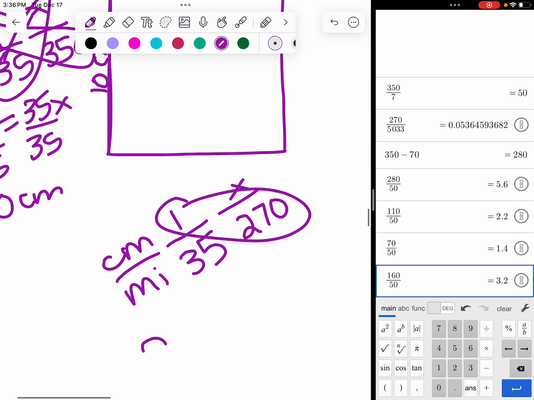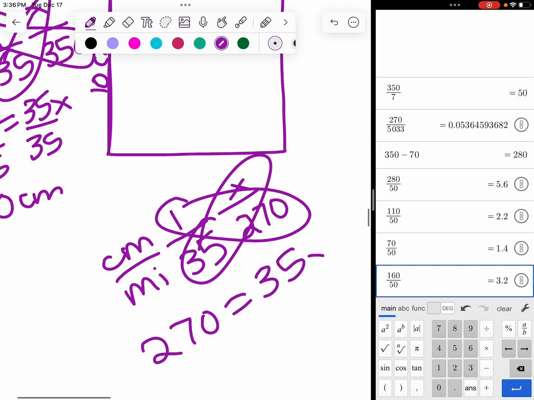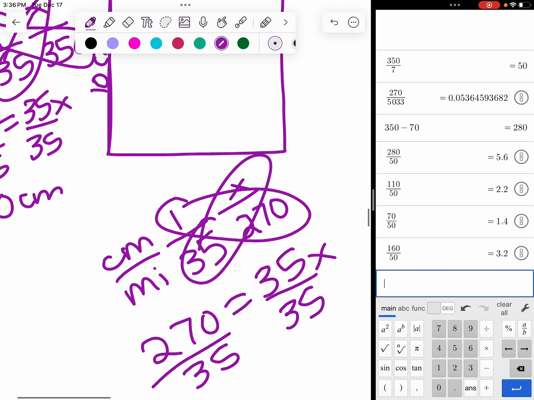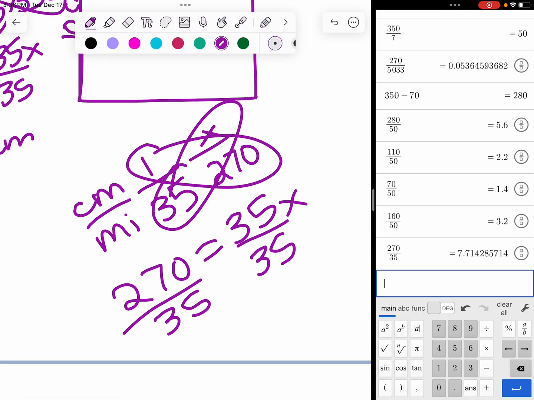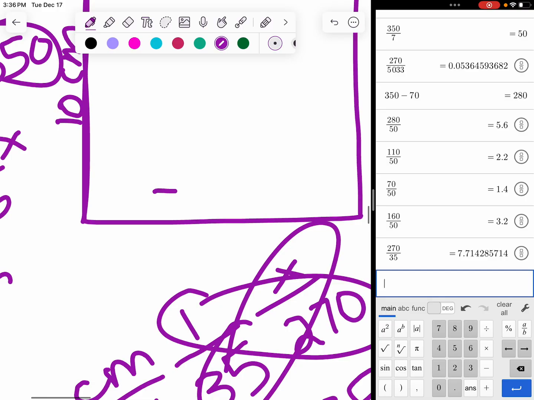1 times 270 is 270. 35 times x is 35x. We divide both sides by 35. So 270 divided by 35 gives me a not great number, but we'll just round to the nearest hundredth. So that's the second number after the decimal point, 7.71. And we are talking centimeters. So that would be our answer for right here.